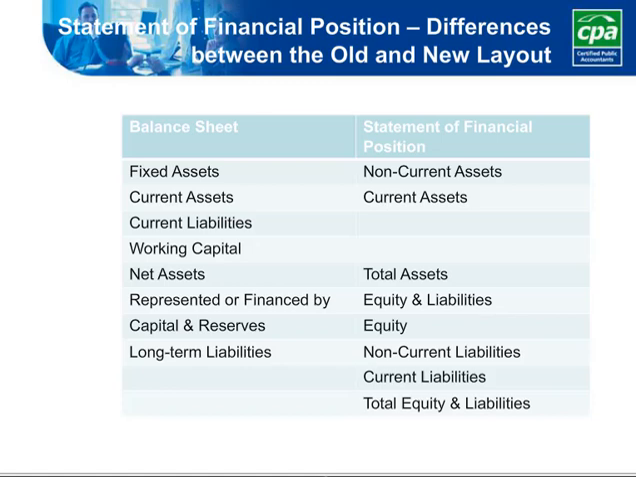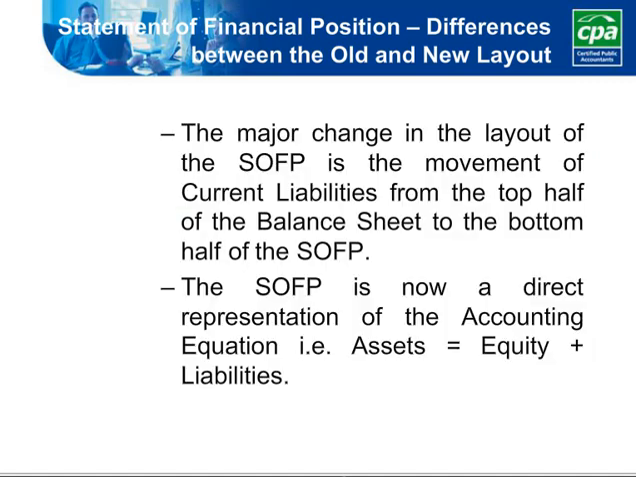Then under the statement of financial position, you move on to equity and liabilities, which would previously have been known under the balance sheet format as represented by or financed by. So the first section of the equity and liabilities is equity. We add to that our non-current liabilities, which previously would have been under the balance sheet known as long-term liabilities. So equity plus our non-current liabilities and plus our current liabilities, which was the big movement under the new statement of financial position, will give us our total equity and liabilities. And that total equity and liabilities will have to equal your total assets figure above in the statement of financial position.